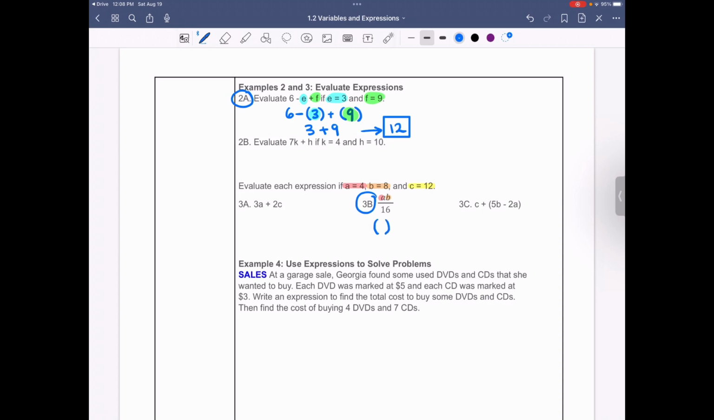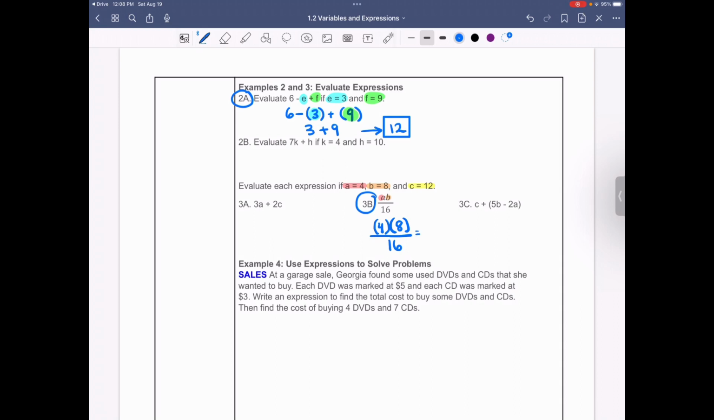For A, I put parentheses. For B, I put parentheses, and then I put my fraction bar, 16. In A, what am I going to plug in? Yeah, 4. In B, I'm going to plug in 8. 4 times 8 is 32.